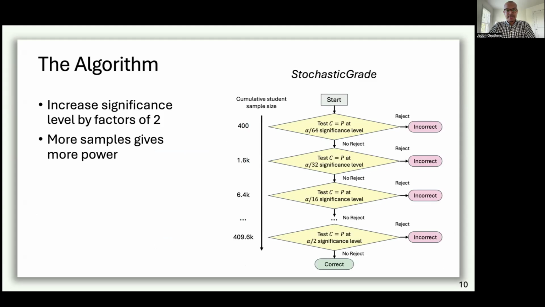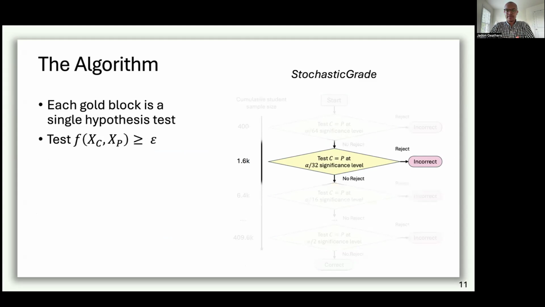We see that we're increasing the significance level at each step by factors of 2 to guarantee our same false rejection rate, and more samples gives us more power with the test in order to detect finer differences between programs. So the largely discrepant programs are detected early on, but programs that are closer to the solution may need more samples. Now, this diagram in itself can appear a bit confusing, so let's focus on a single block.